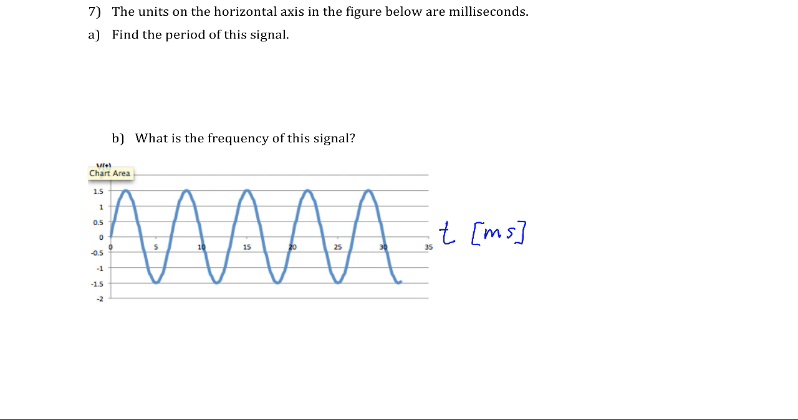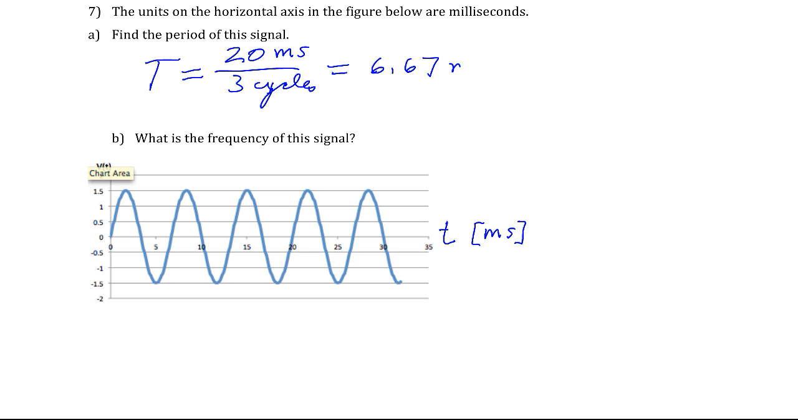So let's go ahead and use those values and say that the period by inspection is 20 milliseconds per 3 cycles. Okay? And 20 thirds is 6.67. And this has units of milliseconds because I plugged units of milliseconds into the equation here. And so the period is 6.67 milliseconds.